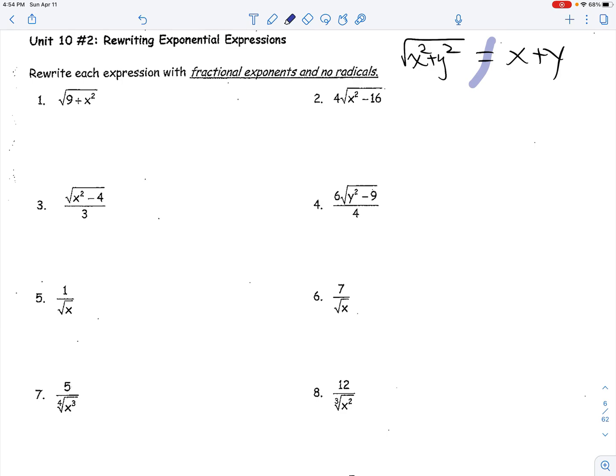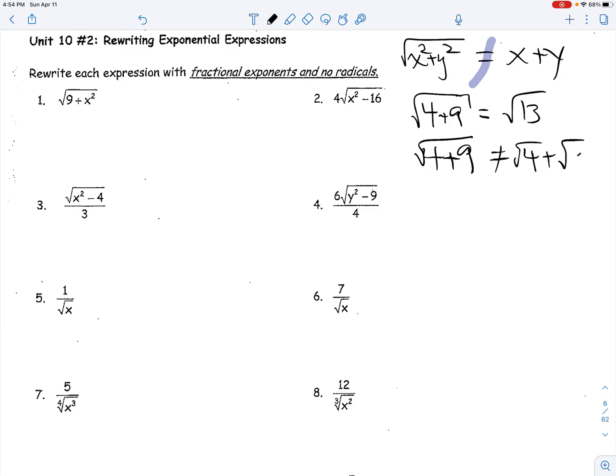All right, people. With having the plus or minus sign between terms, it's like the square root of 4 plus 9. What if I told you to do that? The square root of 4 plus 9: you do 4 plus 9, which is 13, and the square root of 13. You can't take the square root of each term there.